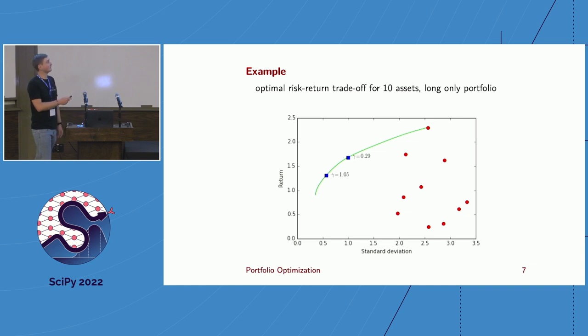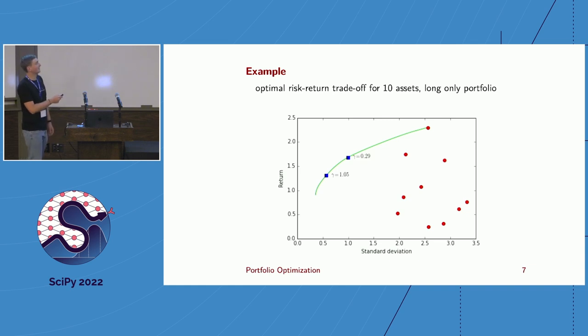So I'm going to find portfolios on this so-called efficient frontier, which is plotted here for two values of gamma. If I'm risk averse with gamma equal to 0.29, I'm going to end up over here. So I'm going to have this amount of risk and this amount of expected return. And then if I'm more risk averse, I'm going to have less risk, but also less return. So typically, if you have more risk, you're also going to get more return.